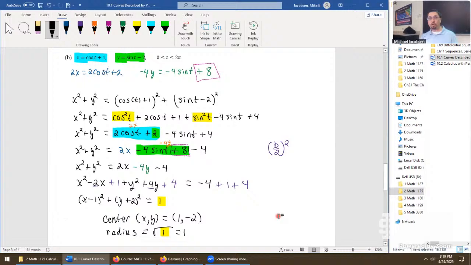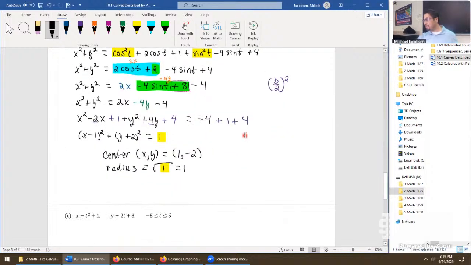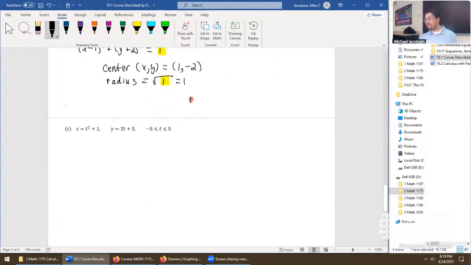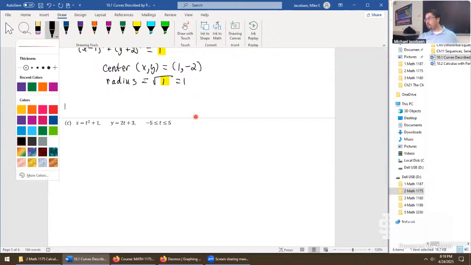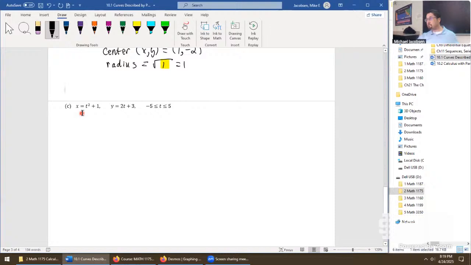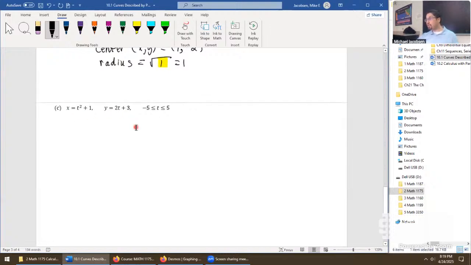Well, looks like we have just one more on these notes. Let's take a look at it next. X is t squared plus 1, y equals 2t plus 3, from -5 to +5. This one ought to be another parabola as well. The good strategy on this one is, the moment you see degree 1, we're just going to use the same strategy we did in part A. Isolate t on this equation.